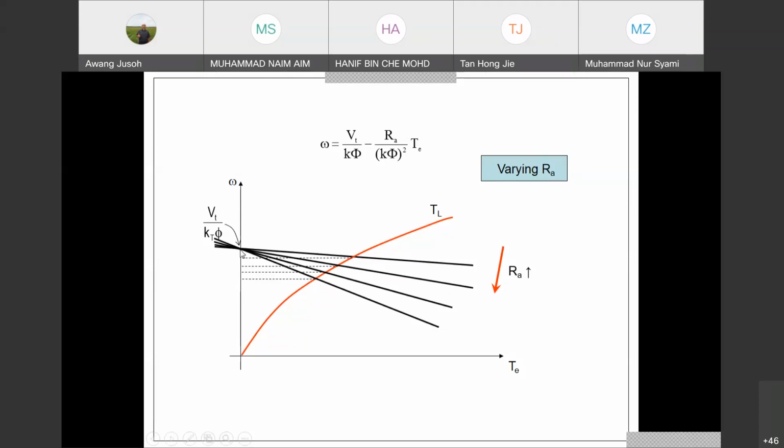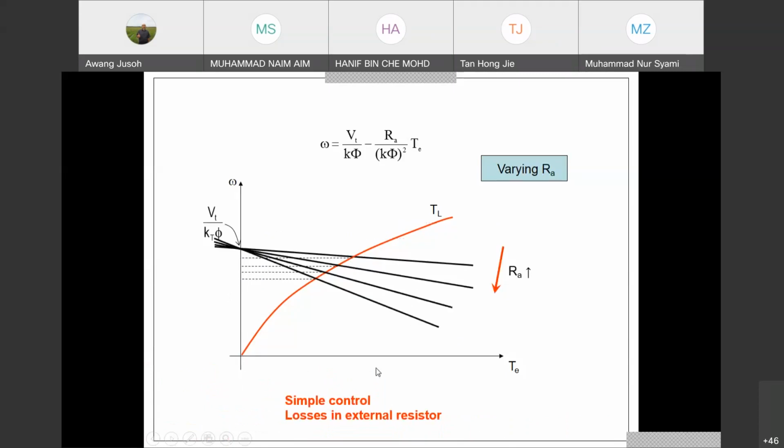That means we cannot regulate the speed from no load to full load. Big difference, from here to here. But for high speed, it is still okay. For high speed, the no load and full load are very close to each other. That means the speed regulation is still okay. But when you go to lower speed, there is a big difference between here and here, which is not good. So that is the difference between the voltage control and RA control. Simple control, but losses in the external resistor.